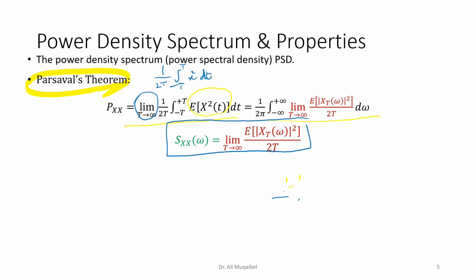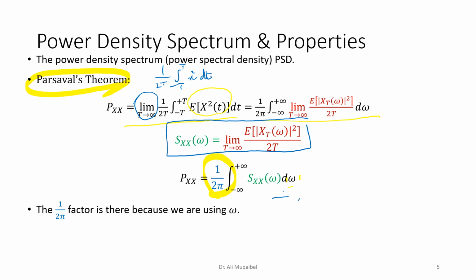What is the power spectral density? It is the expected value of the transform of x squared over 2T, and then we take the limit. Now, if you want the power, all you need to do is integrate that power spectral density. We'll have a factor of 1 over 2 pi. Again, this factor is needed because we are dealing with omega. Had we used f, this would not show up. Okay, so we have defined here the power density spectrum. We'll use that in some examples.